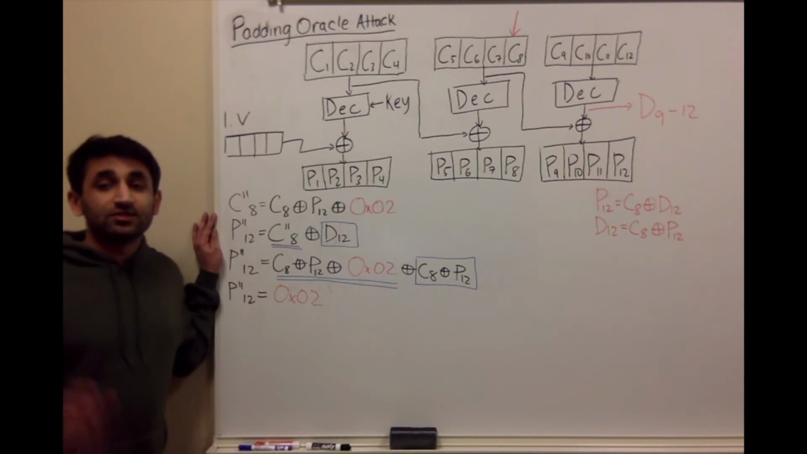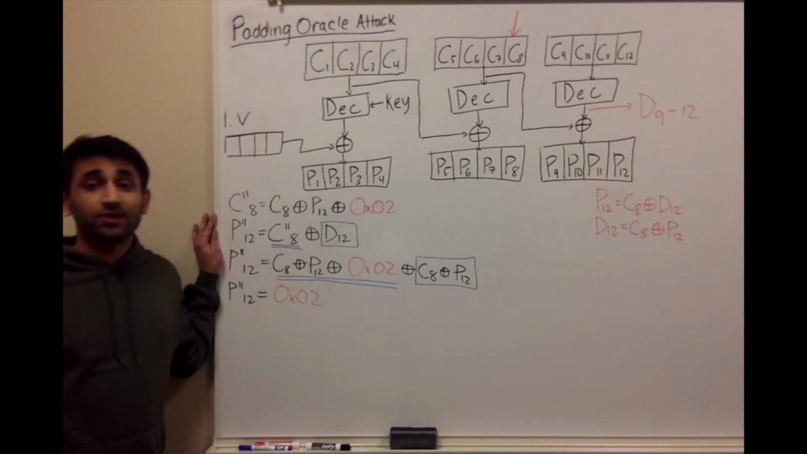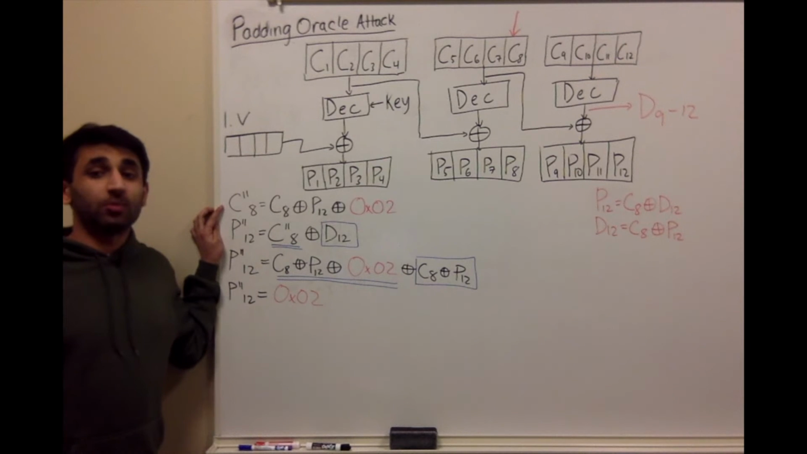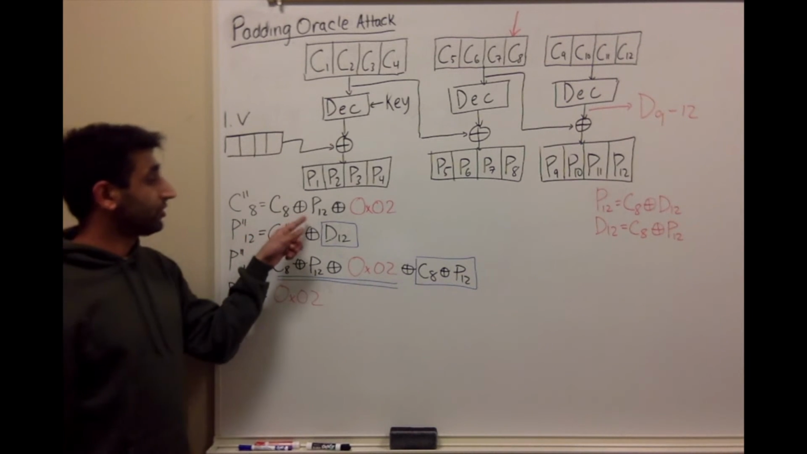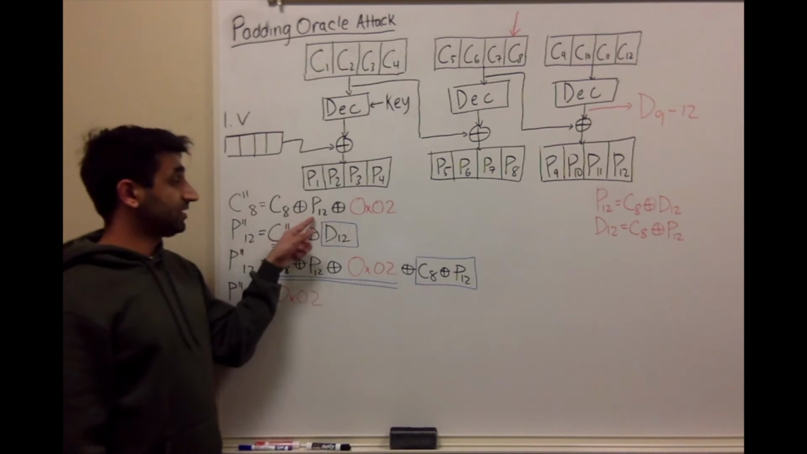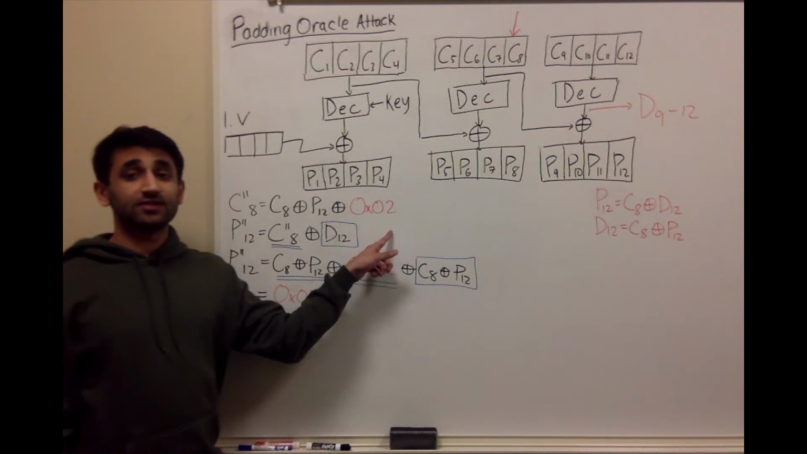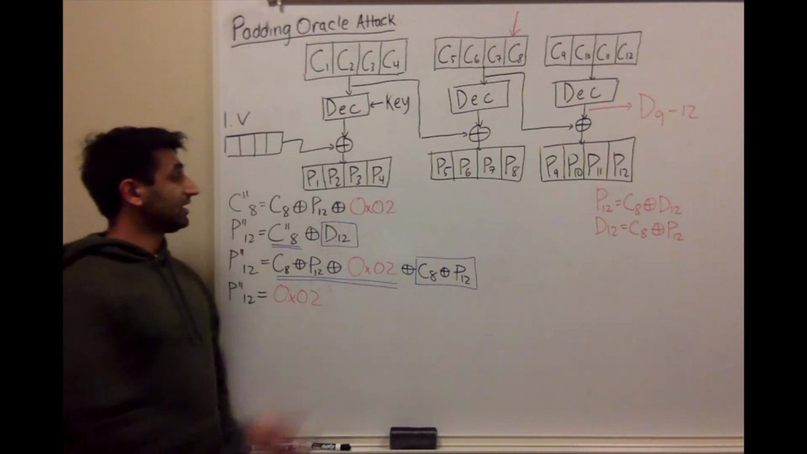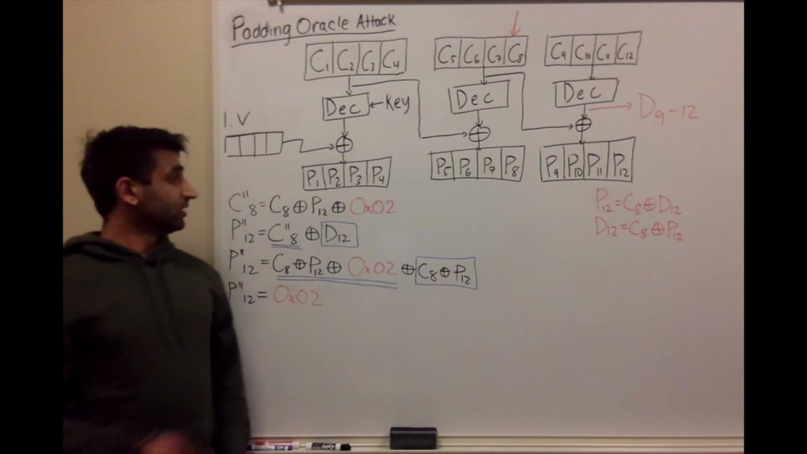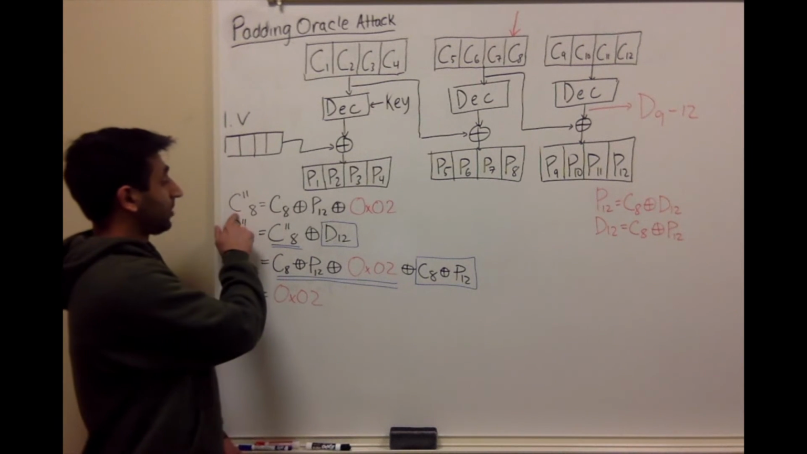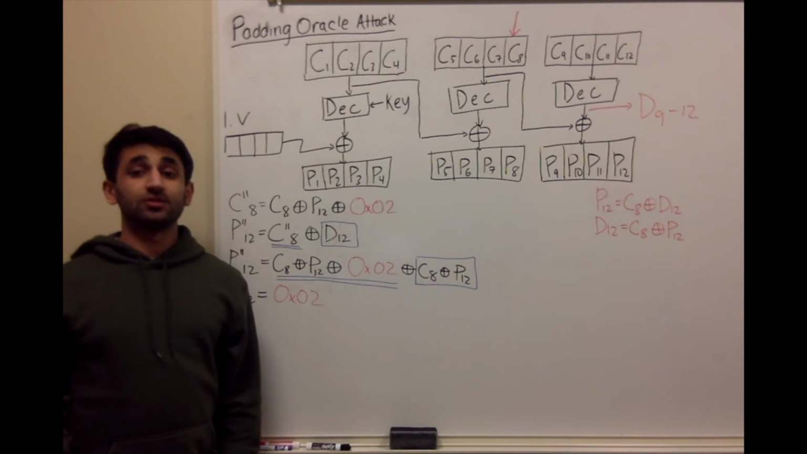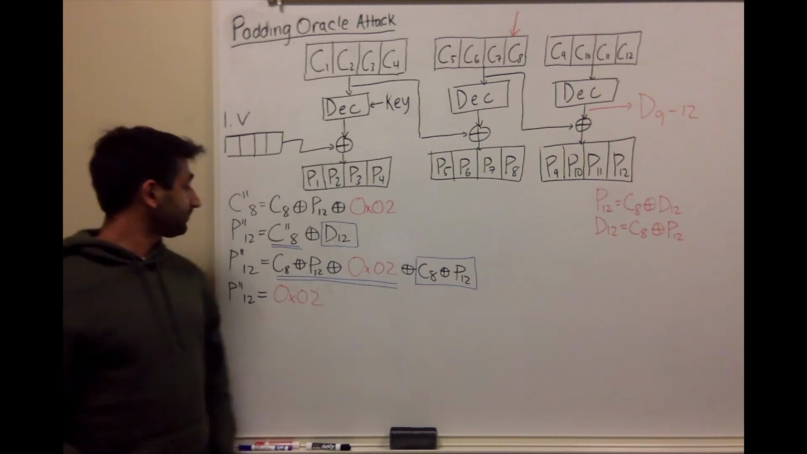Let's define this new special value that we want to put into C8 spot to get whatever value we want to show up in P12 as C double prime of 8. We're going to calculate C double prime of 8 to be equal to the original C8 XORed with what we now know is P12, and XOR that with our new guess, this guess being any value that we want. In this example, I'm just using 0x02. So we can calculate a new C double prime of 8, and this C double prime of 8 will guarantee that 0x02 will show up in P12 spot.